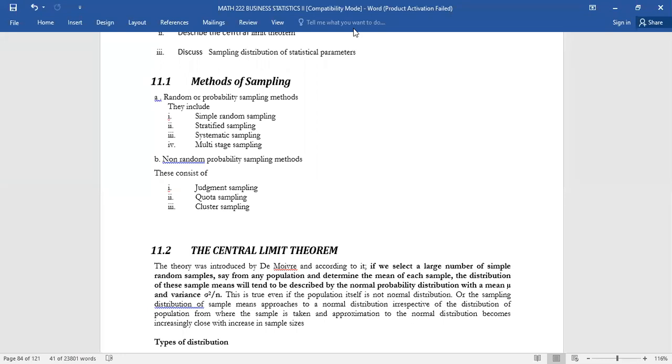Then for systematic sampling, this is simple random sampling where we arrange our data in ascending order. Let's say we have units from 1 to 1,000. Let's say we want to pick the 20th and the 50th. So in the ascending order, we'll just count.